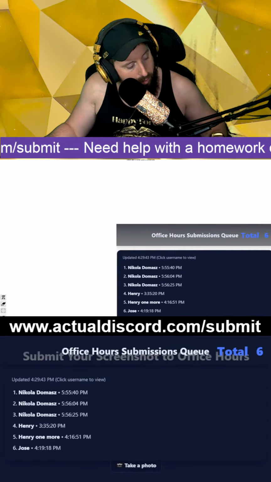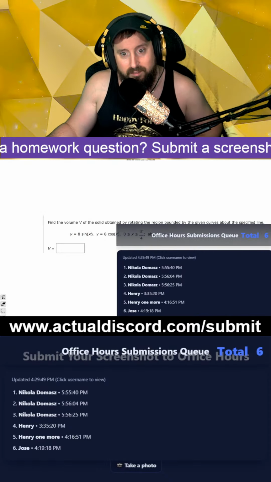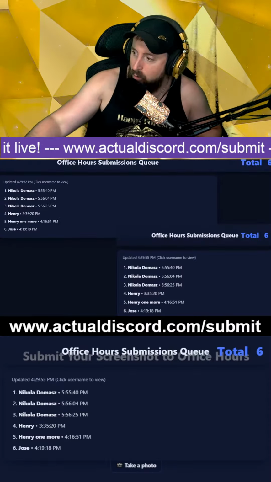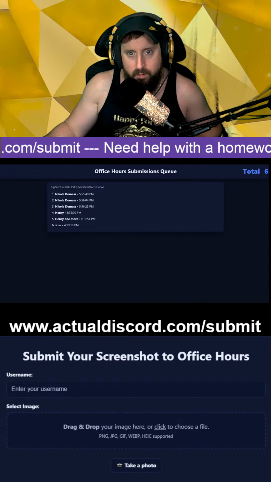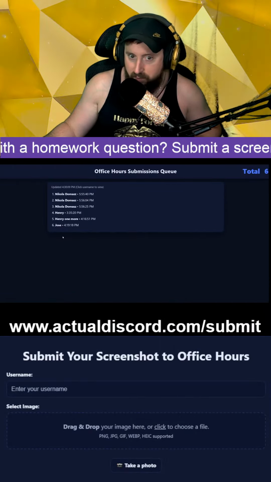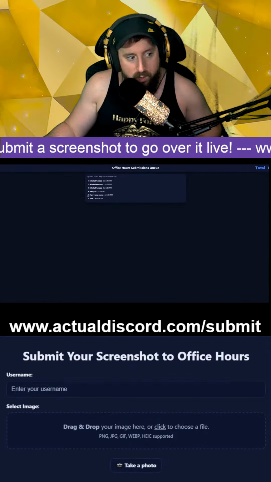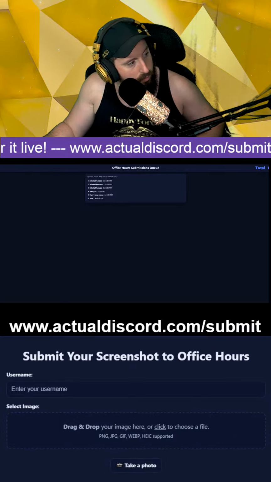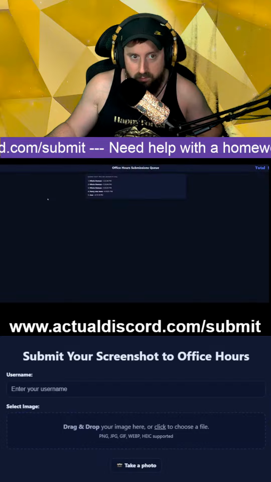Ooh, volumes of revolutions. Here, we'll go to Mathland. If you go to our main website here, submit your screenshot, and click here on the live queue, you can see all the questions that have been asked, and you can click on this and see a screenshot of what they submitted. So, we did yours, Henry. I did number 4 for you, so let me remove that one real quick. But now we're gonna help out Jose. This is Jose's question.